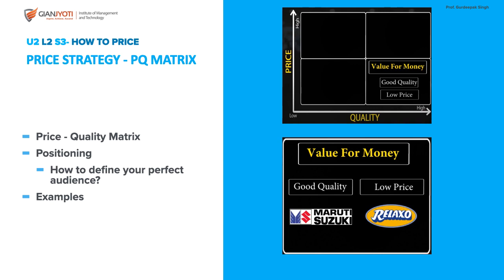So value for money is good quality, low price. The two examples are Maruti Suzuki and Relaxo. Now Relaxo has been in the market for many years now, similarly Maruti Suzuki, and people always feel, and that is why the resale value of Maruti Suzuki is the highest, because they feel they offer the value for money. Relaxo, durable, lot of variety available in their chappals. So these are the two examples which fit the value for money quadrant.